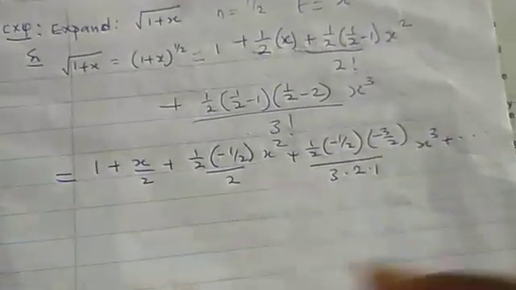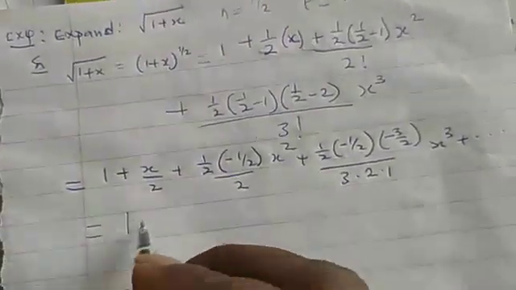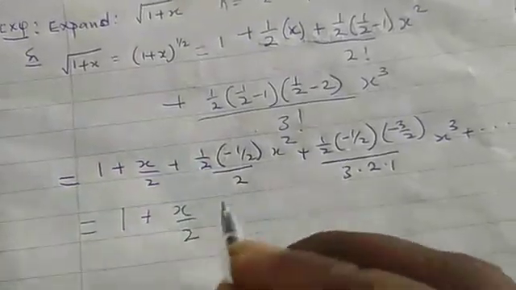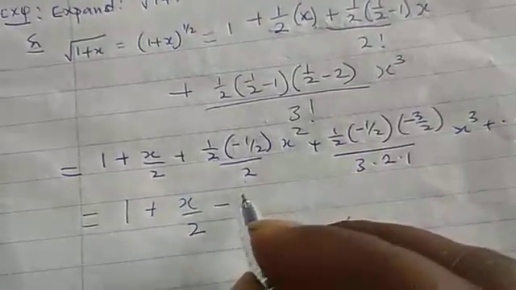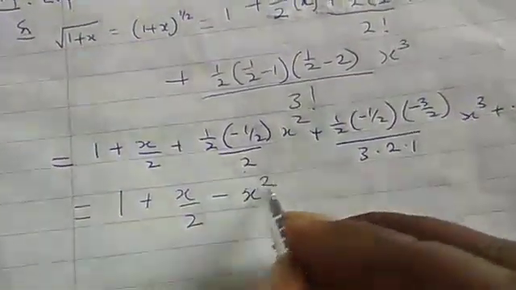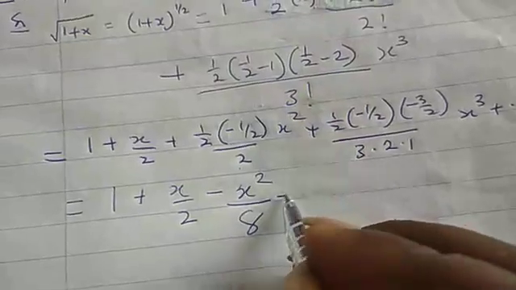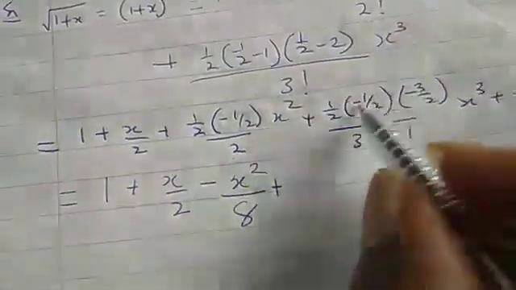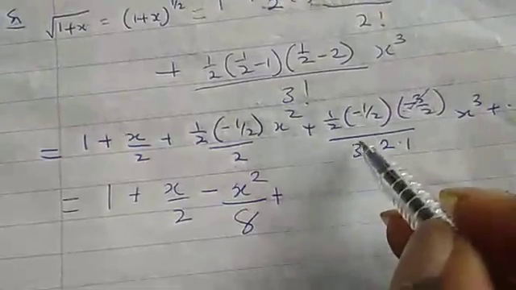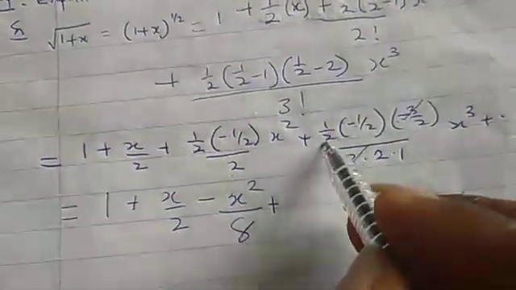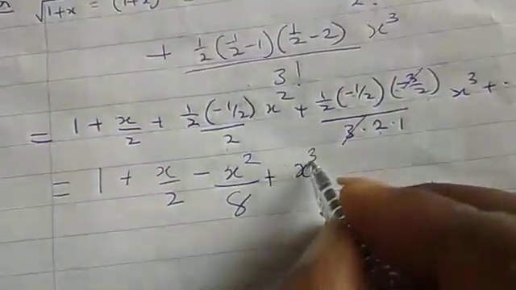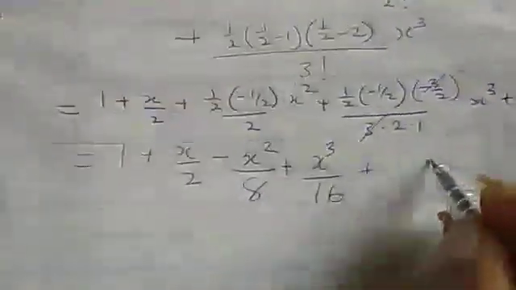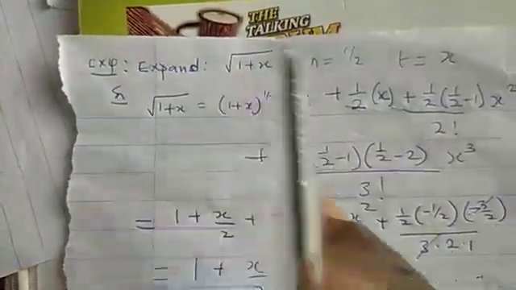So finally, our answer will be 1 plus x over 2. This minus will come out. This is half, half, half. Half in 3 places, that is over 8. This will give me x squared over 8. Plus, because minus times minus here is plus. 3 cancels the 3 here. What we have left is half times half times half times another half. That is over 16. So our answer is x cubed over 16. To infinity, doesn't end. So that will be the first 4 terms of this expansion.